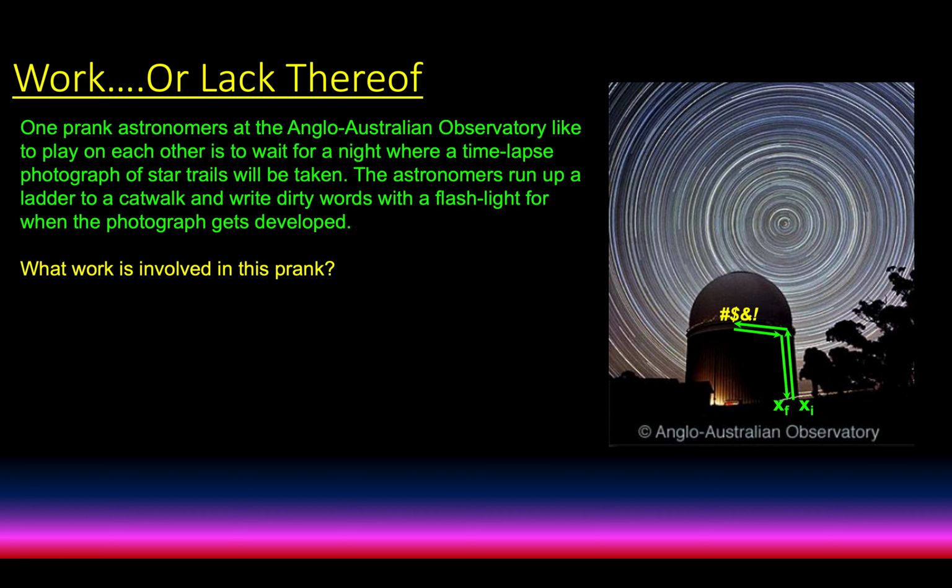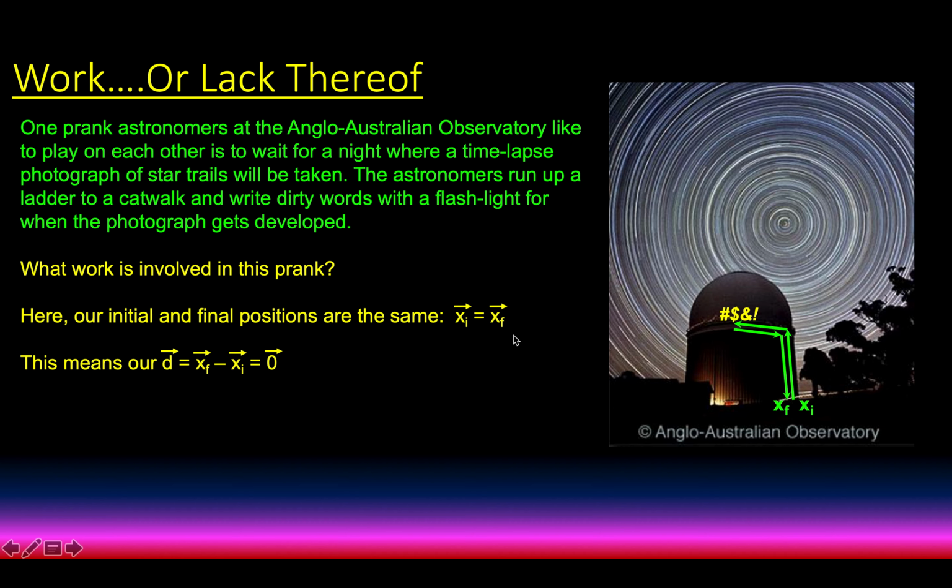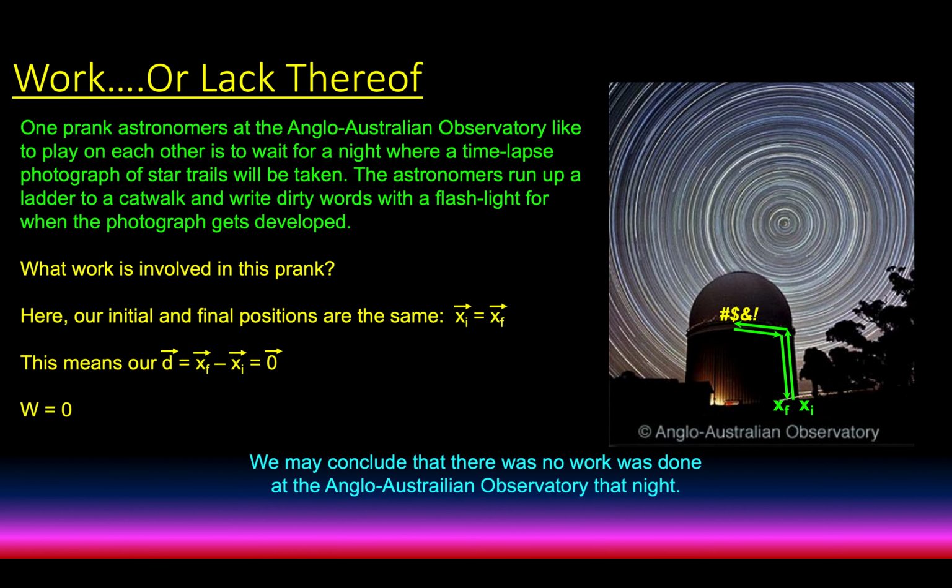So if we ask what work is involved in this prank, well, in this scenario, the initial and final position of the naughty astronomer are the same. And that implies the displacement of this astronomer is going to be 0. If the displacement is 0, that implies the work is 0. And therefore, we may conclude that there was no work done at the Anglo-Australian Observatory that night. And if you are curious, this is actually a real story. My source for this was a dude who actually worked here.